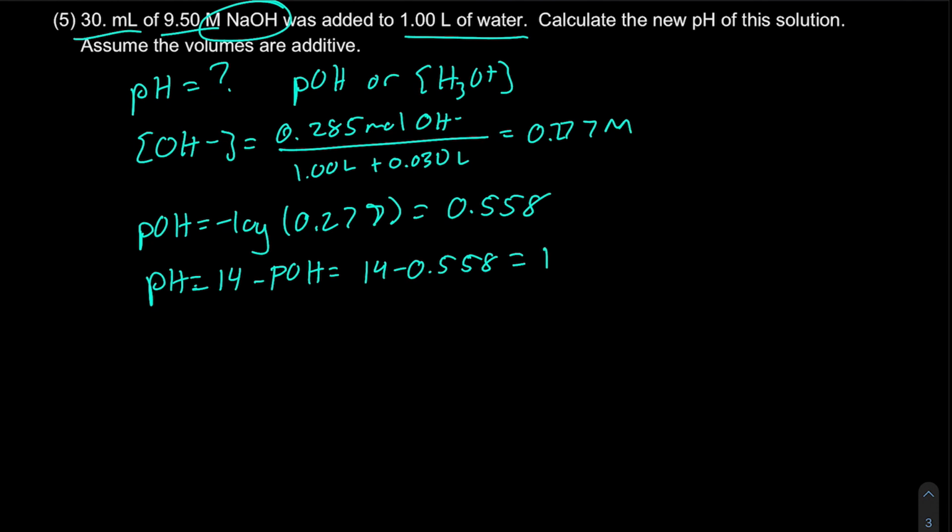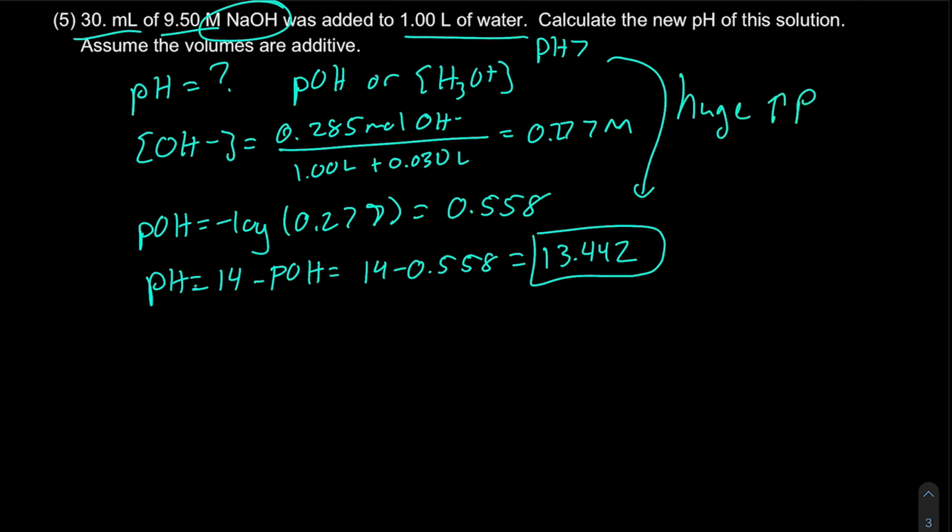And we would find that we would get 13.442 as our pH. So we've gone from a pH of 7 all the way up to 13.442. This is, again, a huge increase in pH because we have nothing there to neutralize or react away the added base that we have. Now we've compared an acid and a base being added to a buffer and being added to just water. Now let's look at it in a different way.